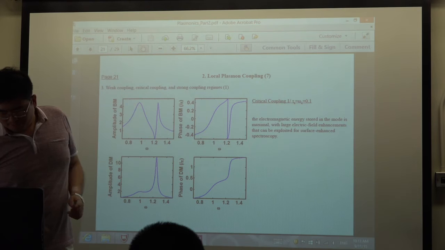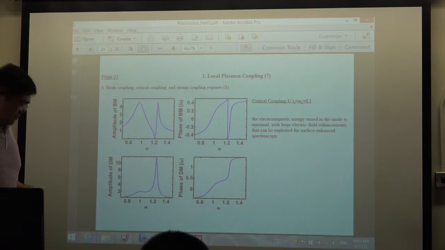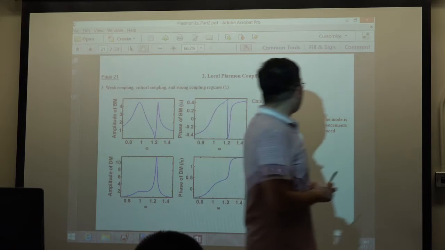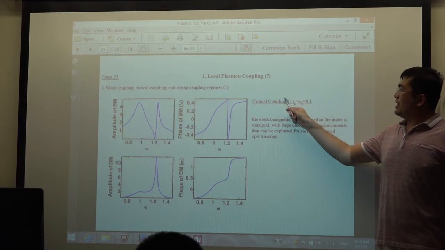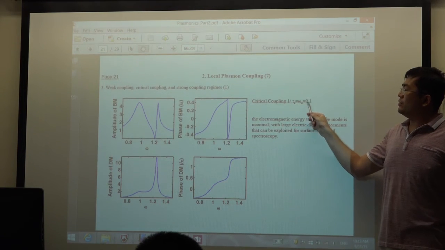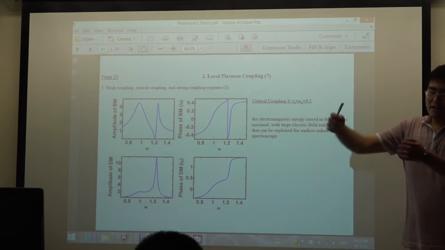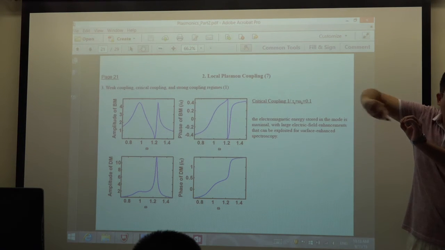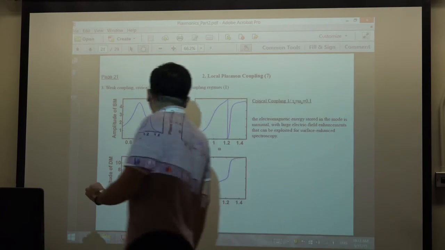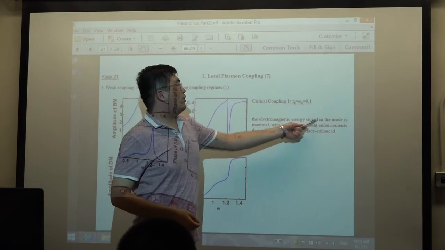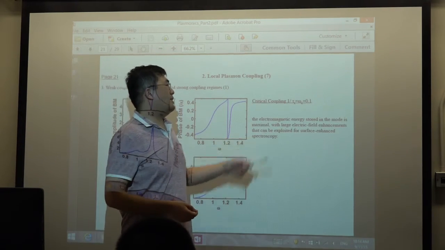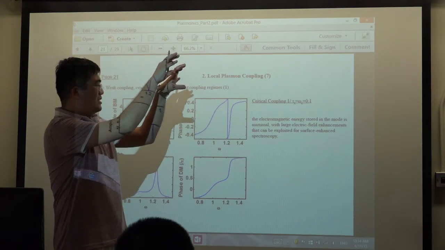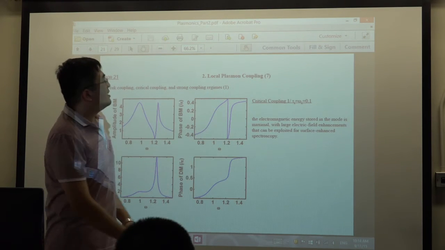So I go to the three regimes. There are three regimes for this Fano lineshape: weak coupling, critical coupling, and strong coupling. For critical coupling, the decay rate of the radiation channel equals the coupling strength between it and the dark mode. They almost match. In this situation, the electromagnetic energy stored in the modes is maximum, with a large near-field enhancement, so it can be exploited for surface enhanced spectroscopy. The EM energy stored in the two modes is maximum. This is the first situation.